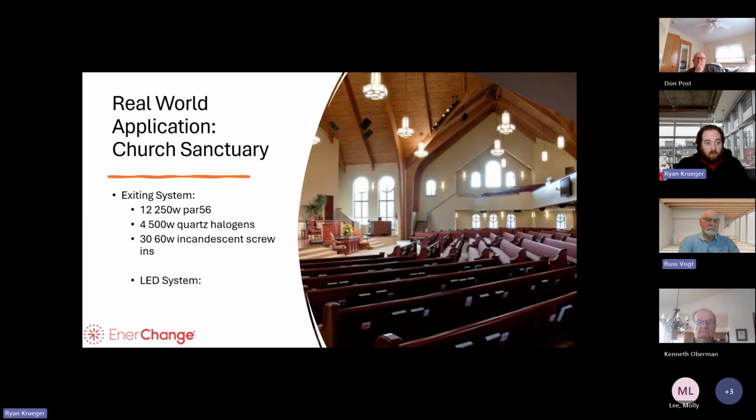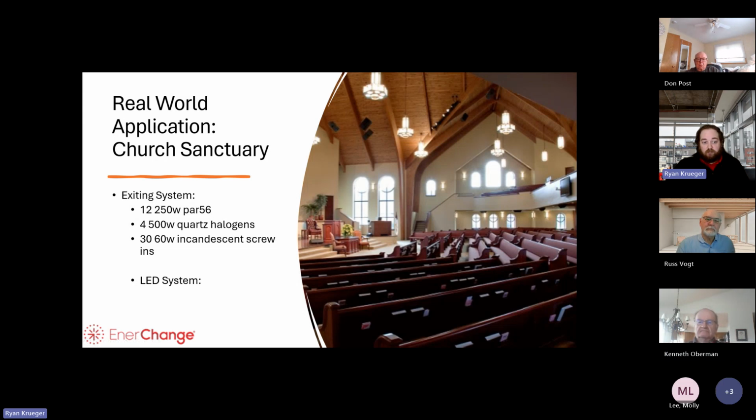All right, so real world application 1, church sanctuary. When I first got started in lighting, I got dropped into church sanctuaries. I didn't realize that this was going to be the most difficult application, and it was a really good learning curve. You have the pendants at the top that are screw-in incandescent bulbs. You have the bulbs along this that are 250 watt par 56s, and then somewhere else in here you'd find 4 500 watt quartz halogens.